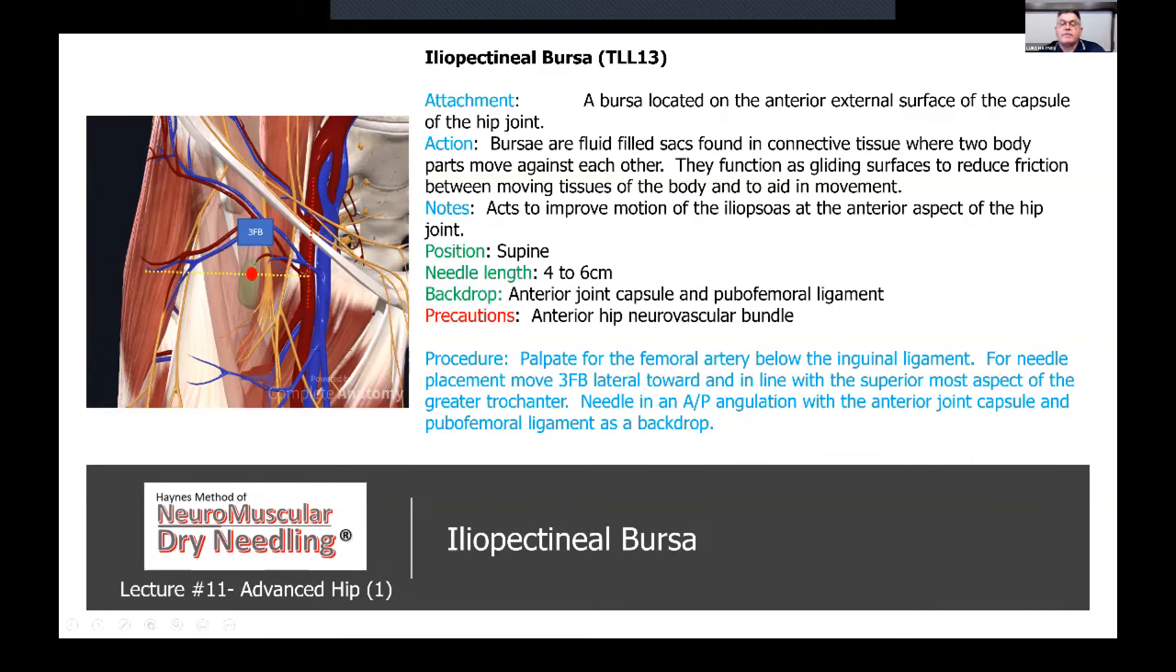Here, we're going to palpate for the femoral artery below the inguinal ligament. And we're going to move 3 finger breadths lateral towards and in line with the superior-most aspect of the greater trochanter. From there, we're going to needle anterior to posterior with the anterior joint capsule and the pubofemoral ligament as a backdrop. As you can tell, that's going to place us just lateral to the femoral nerve.